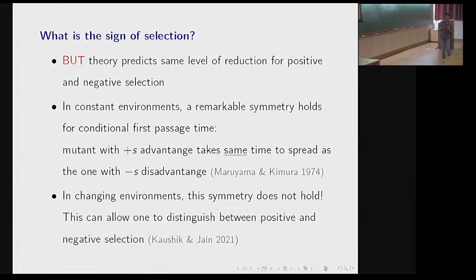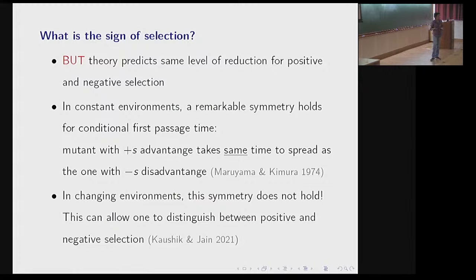I'm not showing you the equation, but it turns out there is a remarkable symmetry. The conditional fixation time for a mutant who has an advantage plus S is the same as that for minus S. And because these first passage times are equal, the reduction in diversity is also the same. Therefore, we cannot distinguish whether this reduction is due to a beneficial mutant or a deleterious mutant.